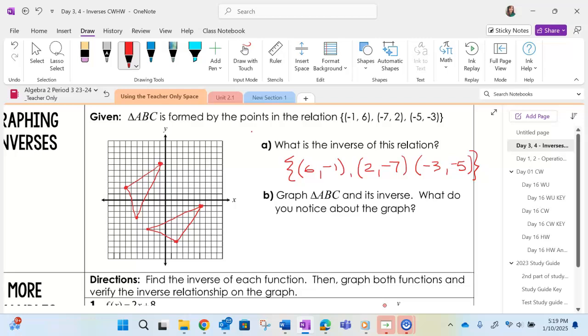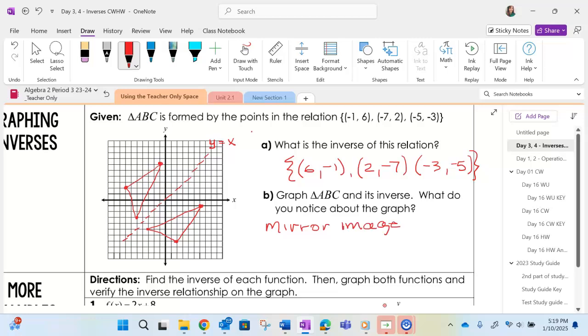And if you notice, these are mirror images of each other across this line right here. It's a line that, if you were to plot it, is called y equals x. So if x is 1, y is 1. If x is 2, y is 2. If x is 3, y is 3. And it's a line that goes through all of those points. Okay, so we know they are mirror images.